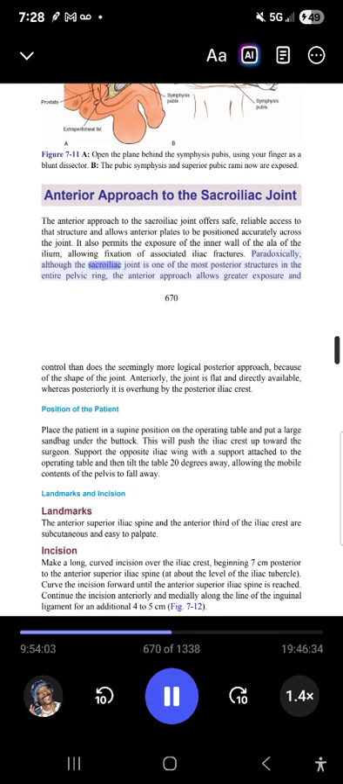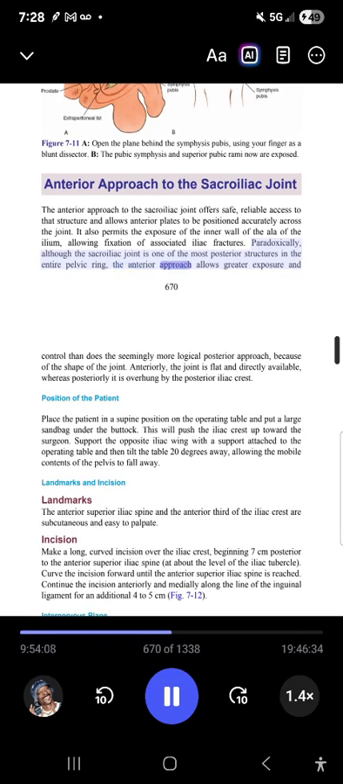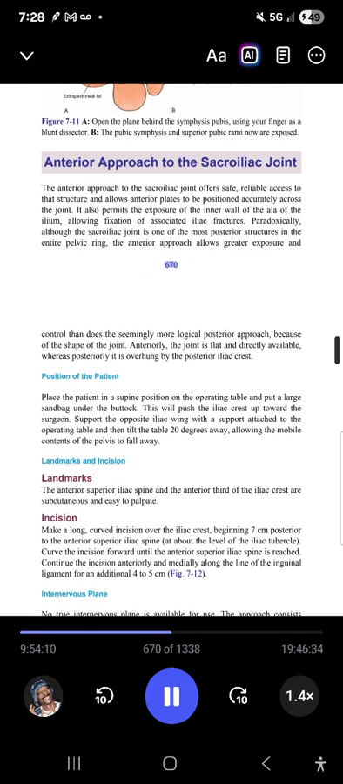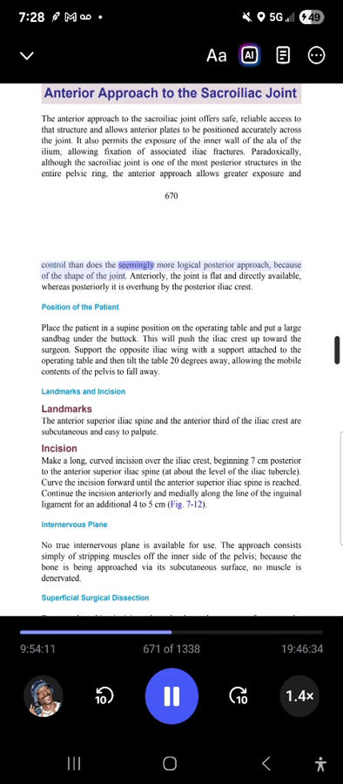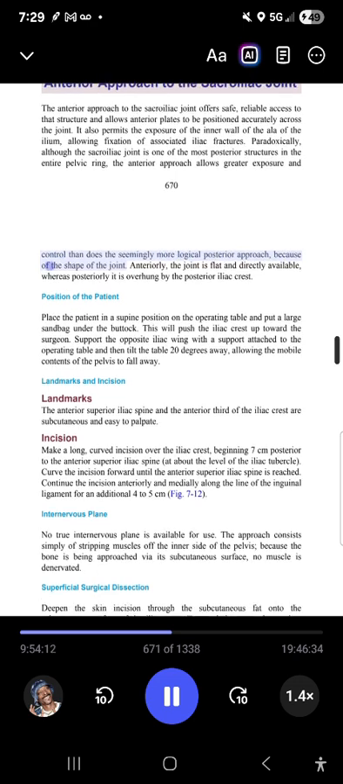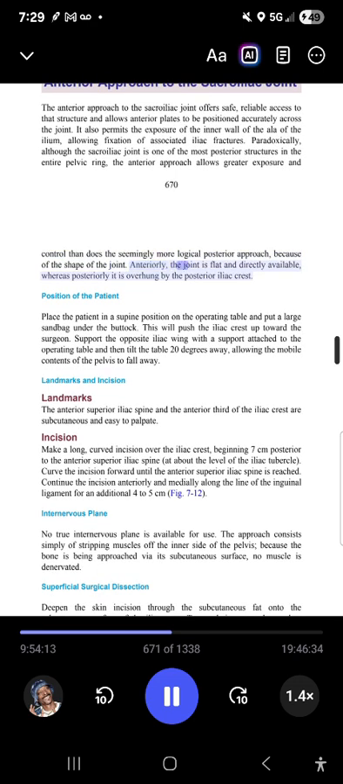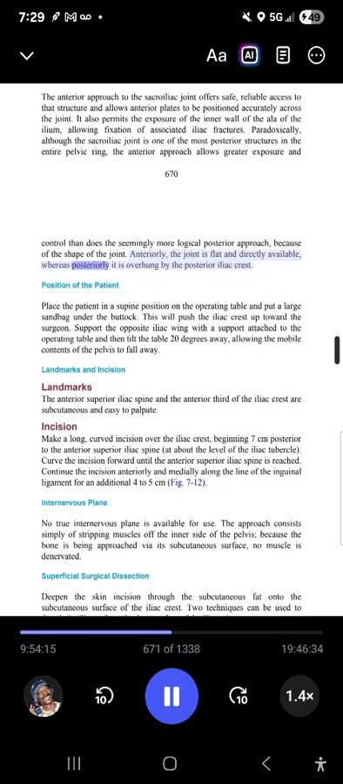Paradoxically, although the sacroiliac joint is one of the most posterior structures in the entire pelvic ring, the anterior approach allows greater exposure and control than does the seemingly more logical posterior approach because of the shape of the joint. Anteriorly, the joint is flat and directly available, whereas posteriorly it is overhung by the posterior iliac crest.